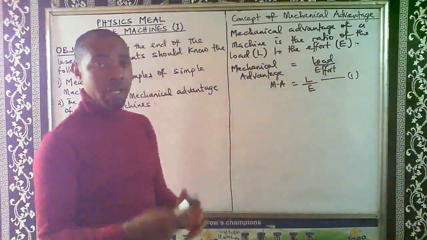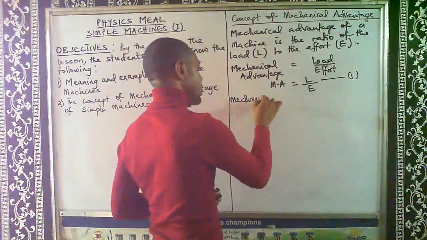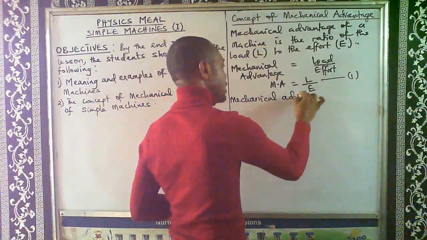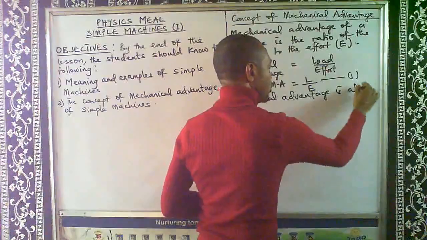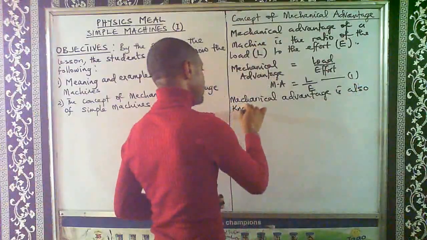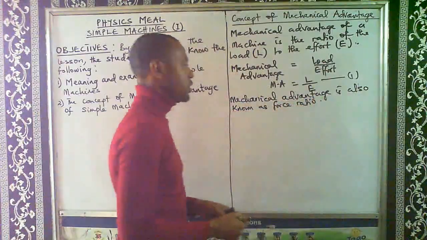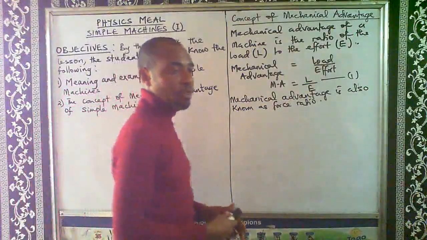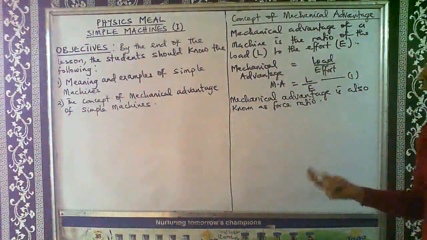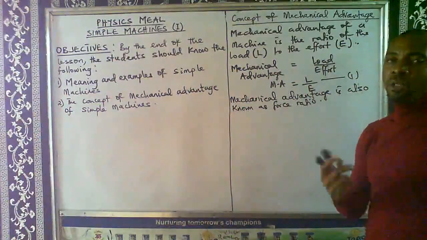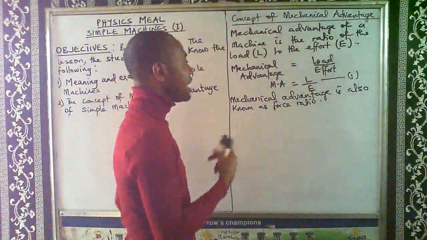So mechanical advantage is the ratio of the load to the what? Effort. Like I said earlier, mechanical advantage is also known as force ratio. So when you are asked to find the force ratio, you are still trying to find what? Mechanical advantage. Now, I want to say this also, that mechanical advantage has no unit. In other words, it's dimensionless.